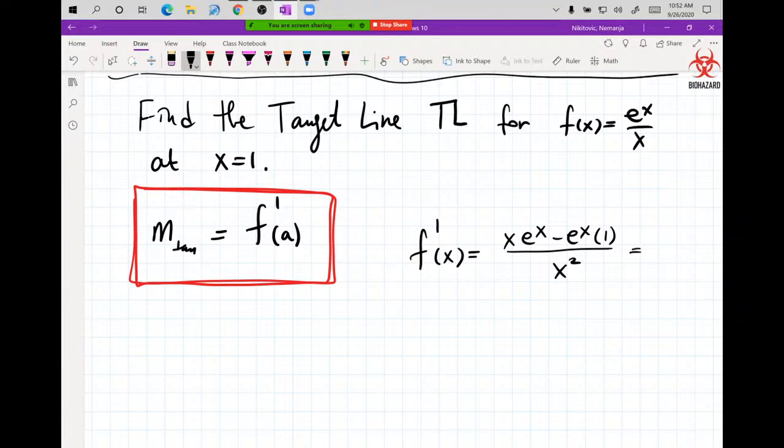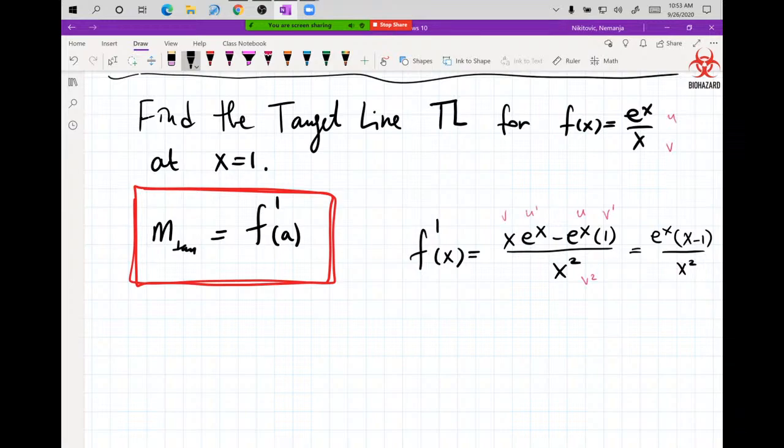Your uv situation is v squared. v u prime stays the same because it's e to the x. Then vanilla u, and then v prime in there. So the derivative simplifies when you kick out e to the x. You are left with x minus 1 over x squared.